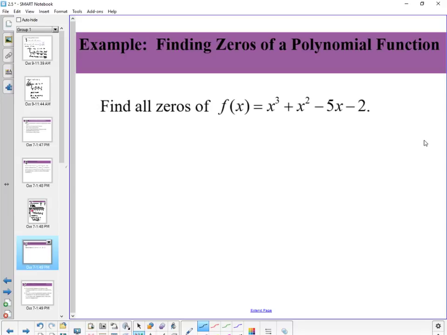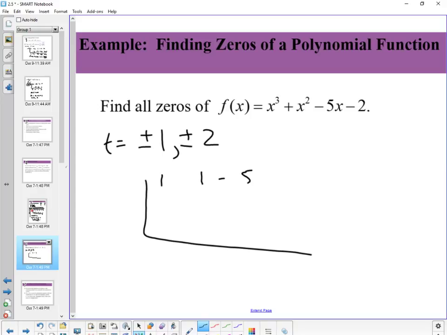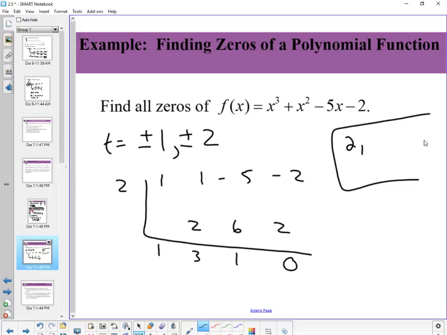How many options did you get? 4? 4. And there should be plus or minus 1, plus or minus 2. Well, that's easier, isn't it? So we've got 1, 1, negative 5, negative 2. What do you want to try first? I heard 2. So I've got 1, 2, 3, 6, 1, 2, 0. Yay! I didn't even grab that one, I swear. So we've got 1 is a 2.